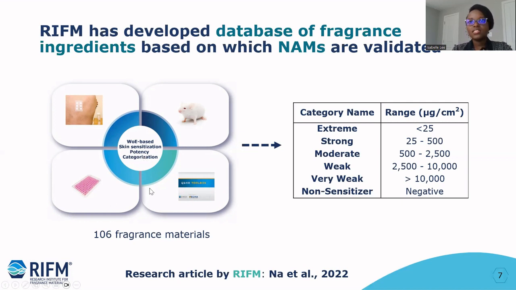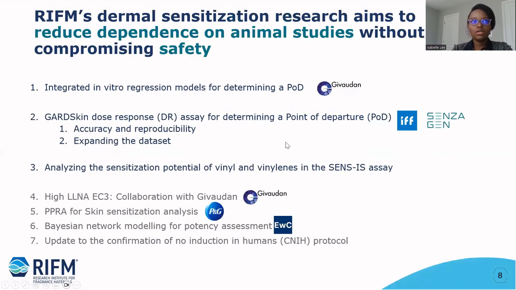And after looking at all of these data, the 106 materials were categorized as either being extreme, strong, moderate, weak, very weak, or non-sensitizers, based on the dose ranges that we have here. So today, based on the data set that I just introduced, I'm going to talk about 3 pieces of research that we've been doing. So integrated in vitro regression models, and these are based on OECD guideline models that were developed by Javidan, Andreas Nash, and we're collaborating with Cindy Ryan and Frank Garbrick on this work as well.